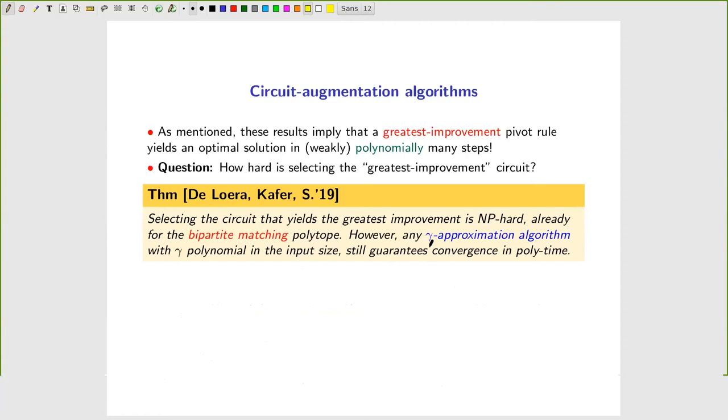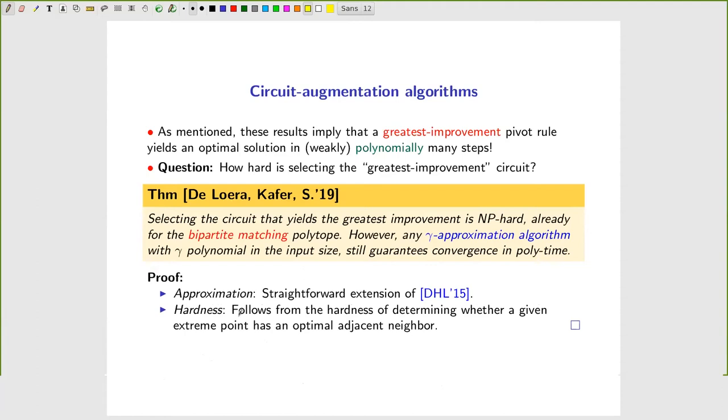On the other hand, if you're curious about the hardness, actually we have seen that. It follows, we've seen that yesterday. Yesterday we had shown hardness of determining whether a given extreme point has an optimal adjacent neighbor for the bipartite matching polytope. Do you remember that? We constructed an instance of the bipartite matching polytope with an extreme point, and we said that it was hard to determine whether there was an optimal neighbor along an edge of the polytope.